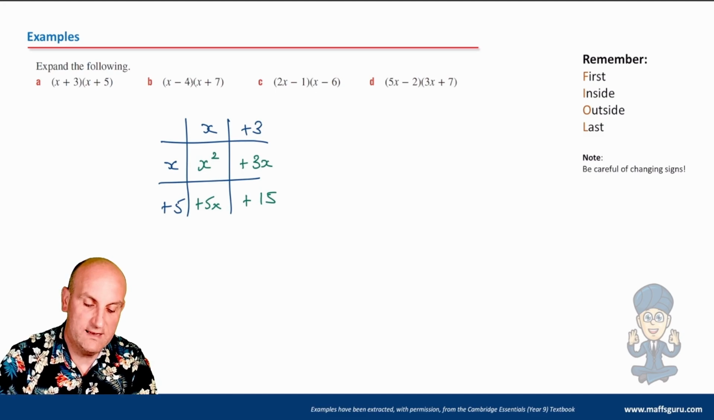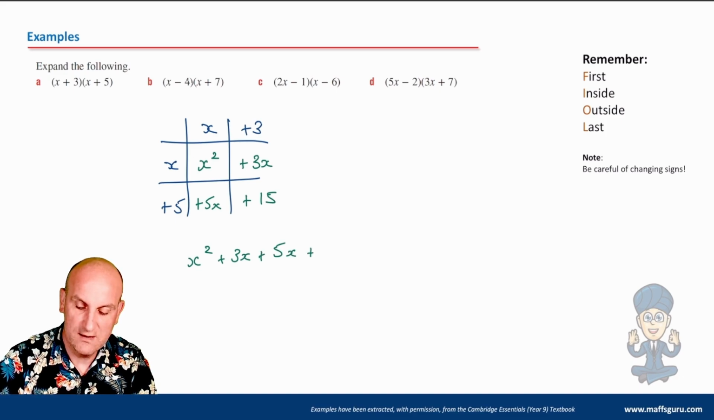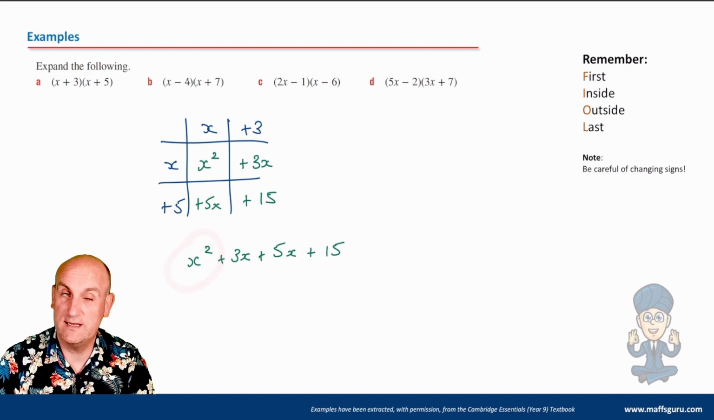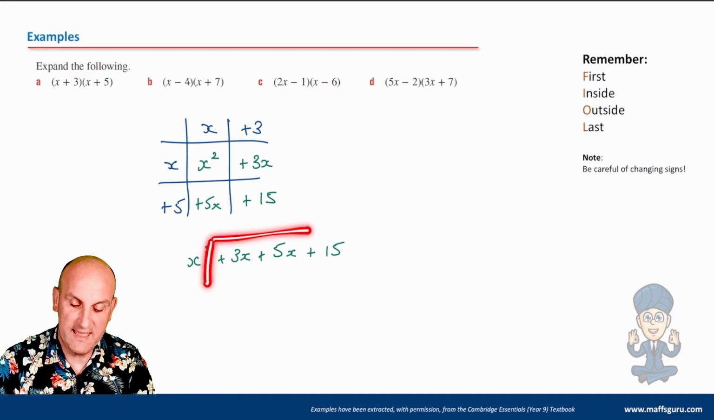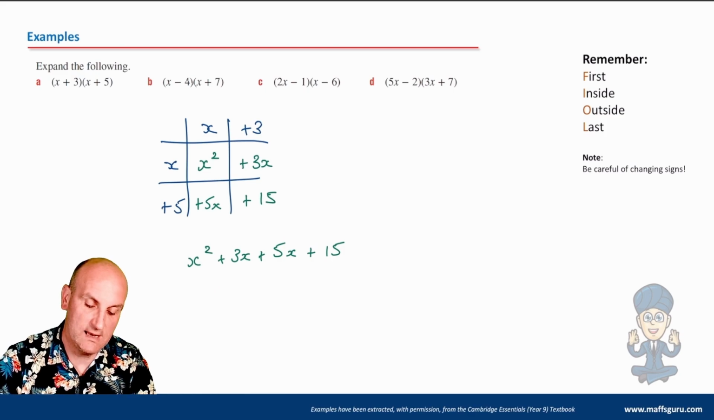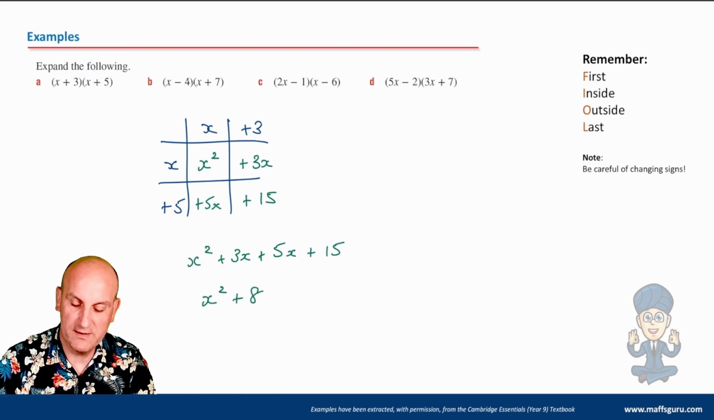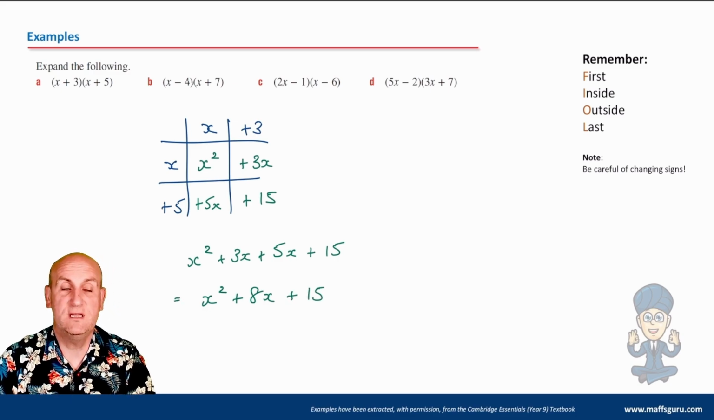Right, having done that, I now do the difficult job of writing it all out. So I get x squared plus 3x plus 5x plus 15. I'm now going to collect like terms. Are there any other x squared terms? No. I have some x terms that are the same, so those I'm going to collect. So the x squared stays there, plus 3x plus 5x is plus 8x plus 15. And there we go. Ka-ching, I've expanded that.